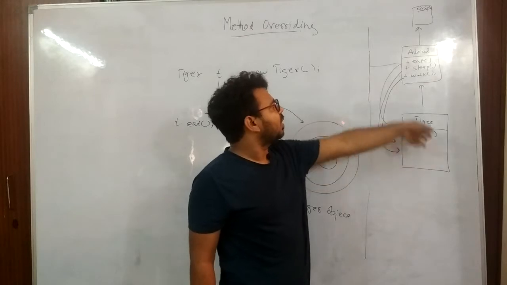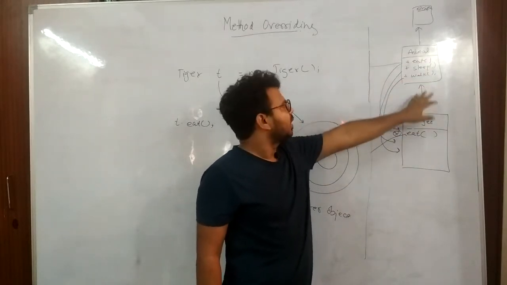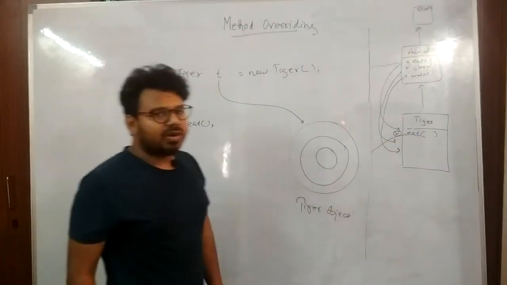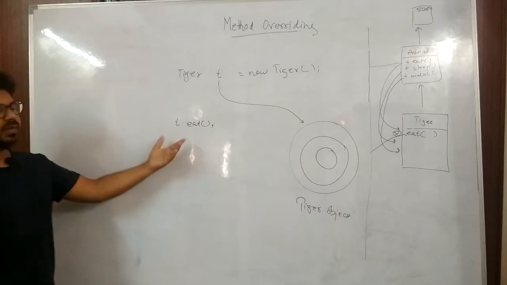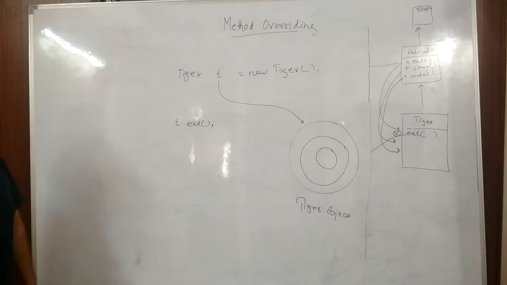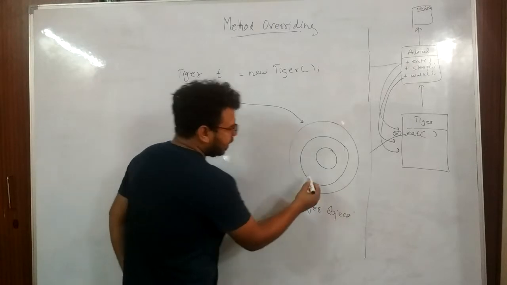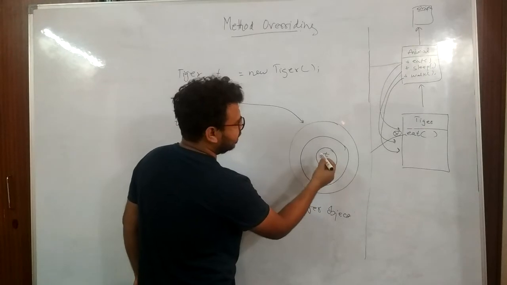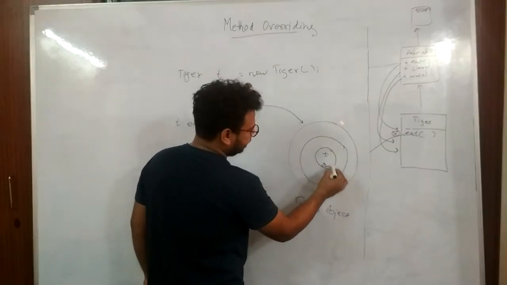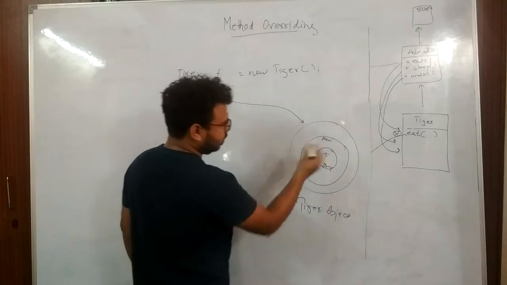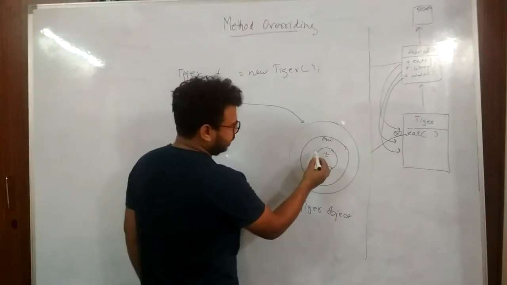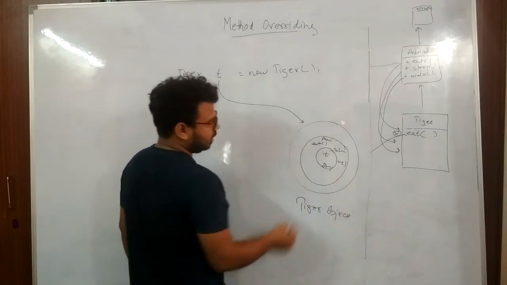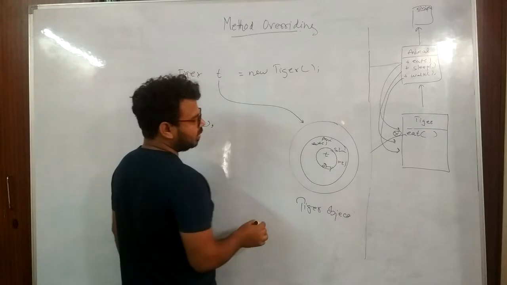Will this method be called, or the method from the animal, that is the parent, or the method from the child will be called? What do you think? Here we can write that this object has all the methods. This is Object, this is Animal, and this is our whole Tiger object. So eat, sleep, and walk are available to this, plus all Object methods are available.